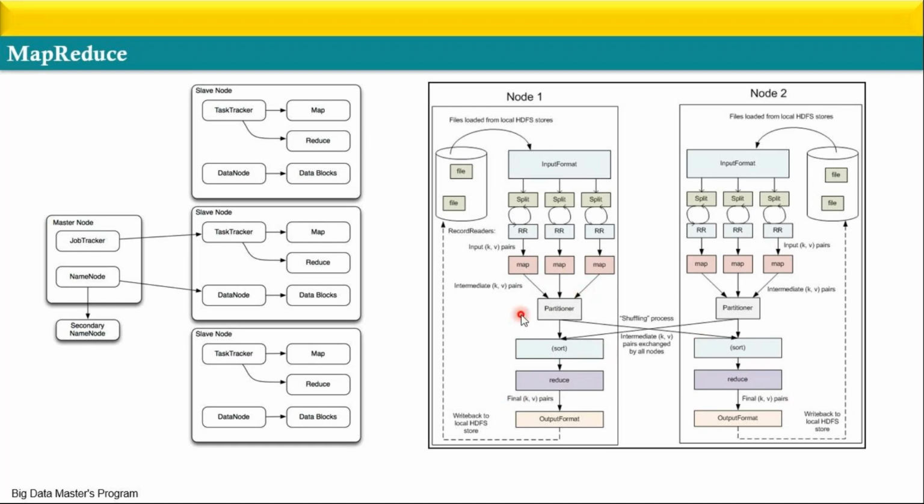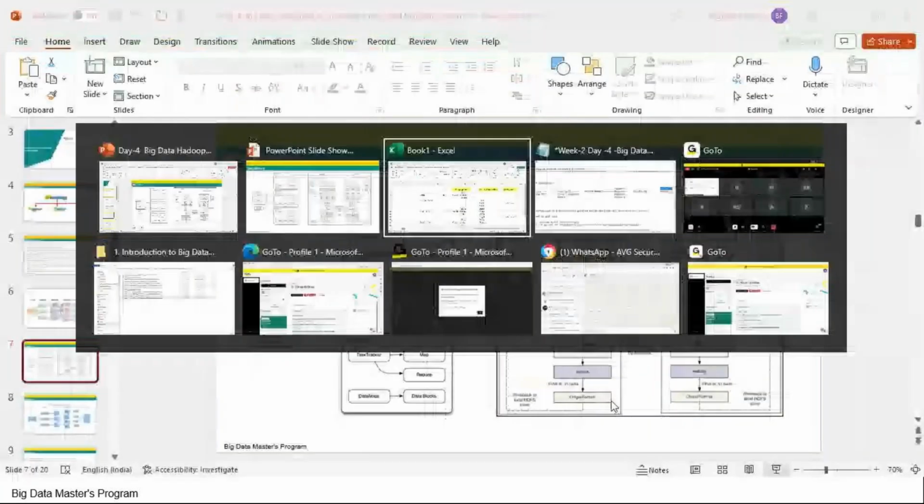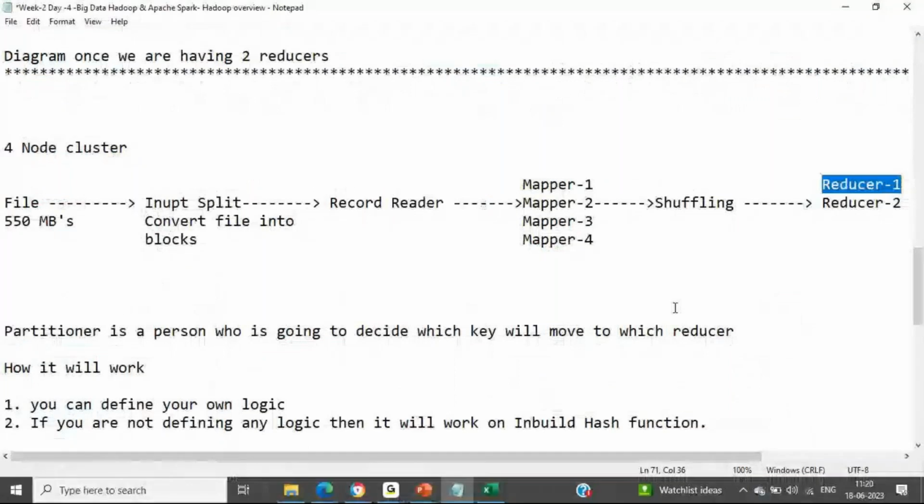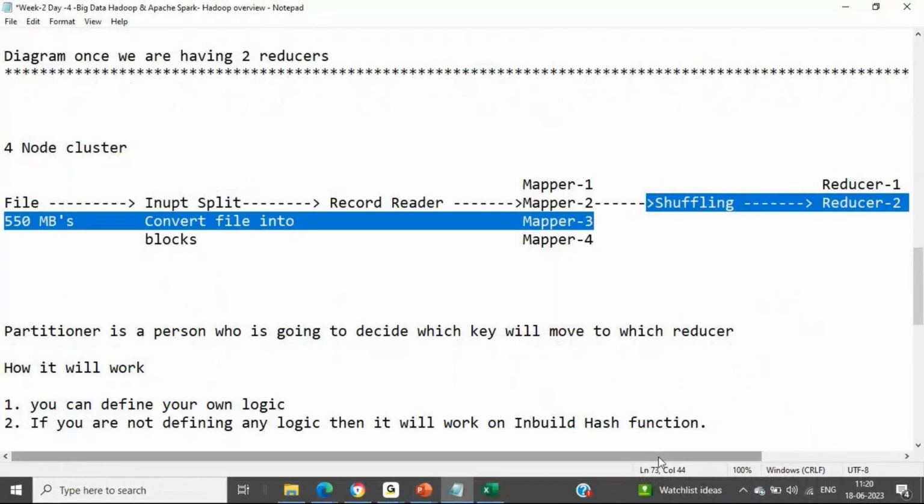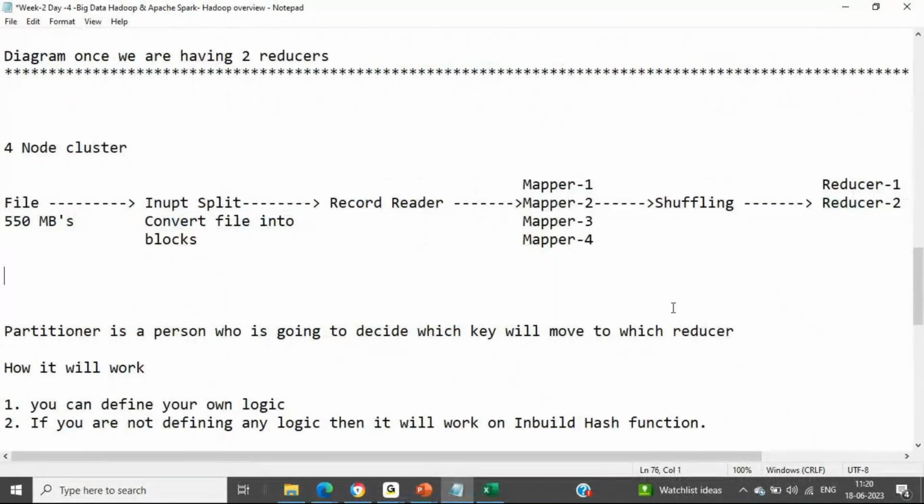It might be possible they are sharing the same reducer, or only one reducer is there. At that moment, those particular things will be given to one reducer only, and you will be able to get the final output. In that case, as I mentioned, there is no need of a partitioner. So this is the flow of how MapReduce is functioning.